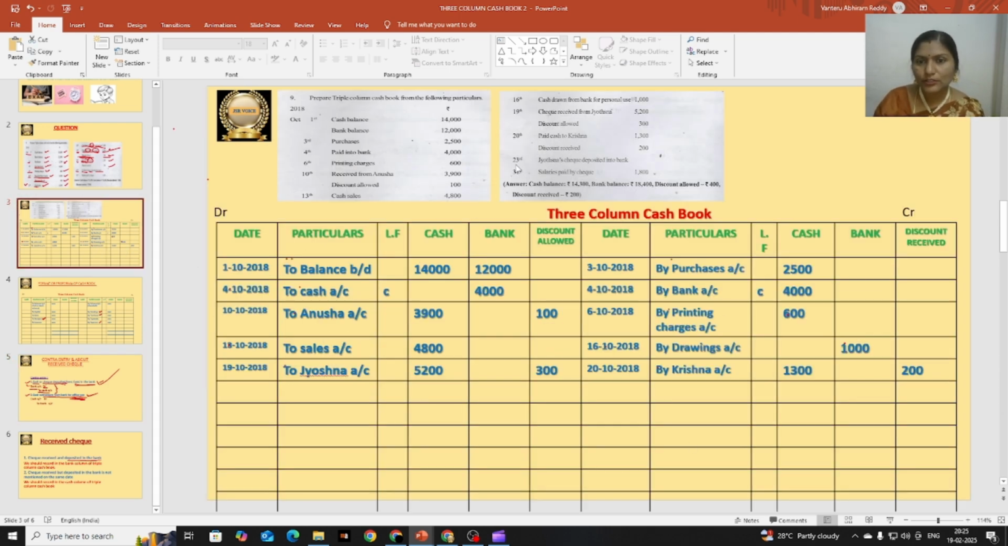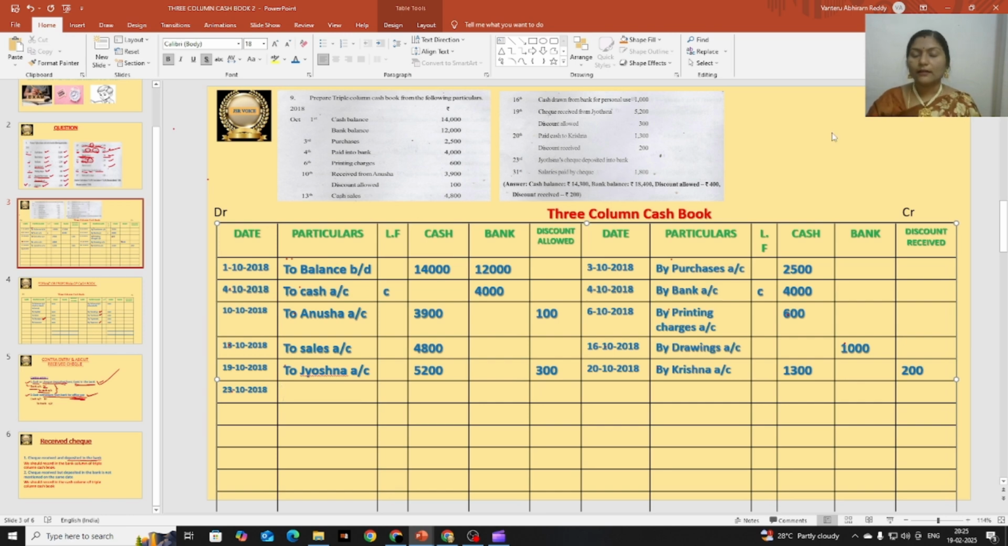So here we are going to write the 23rd date. But we will write on both the sides because that is a contra entry. So let us record that on both the sides. First we will write the date in the date column, that is 23-10-2018. And in the particulars column we will record contra entry transaction. This is check deposited into bank. We should follow what? Bank account debit to cash account. So we will write to cash on the debit side first. So to cash account.